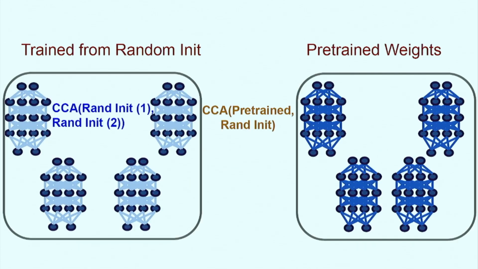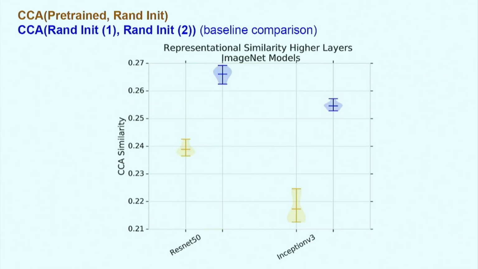So we can go ahead and train a population of neural networks from random initialization, a population using pre-trained weights, and then compare the representations across these two populations. As a baseline, we also do a comparison of representations within one population. What do the results look like?